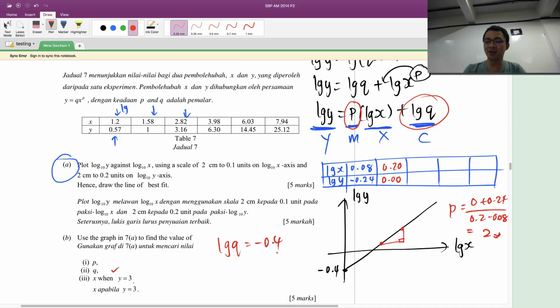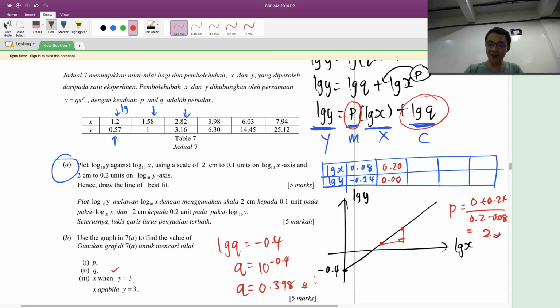But this one is not the q. Q basically is 10 power of negative 0.4. Then you can easily get your q. So I can say this is 10 power negative 0.4. So you get q equals to 0.398.